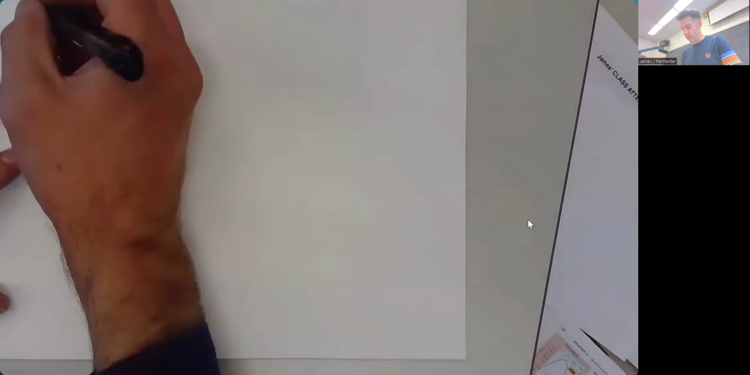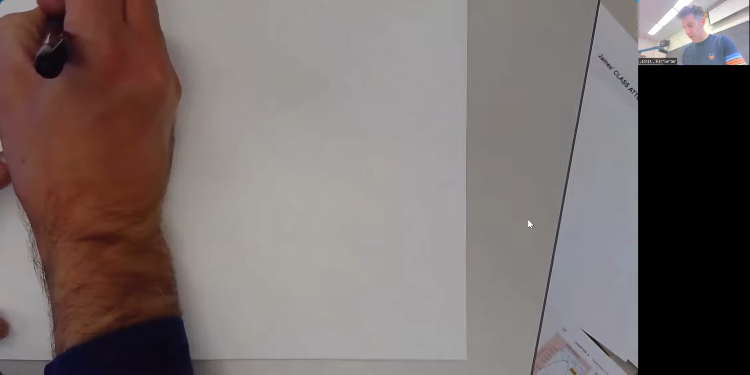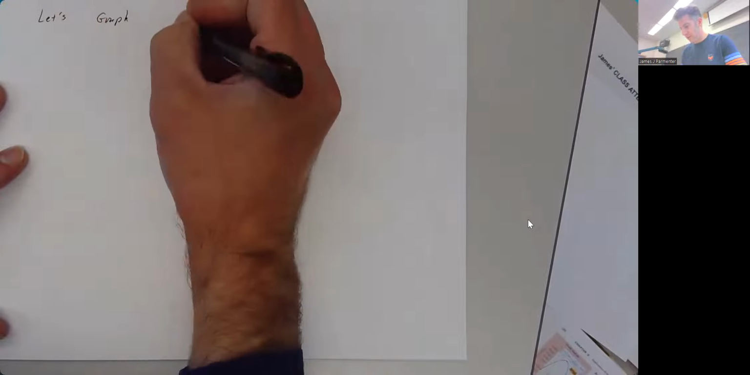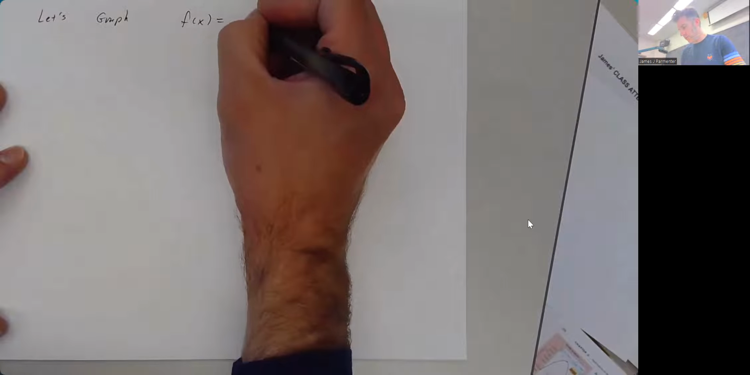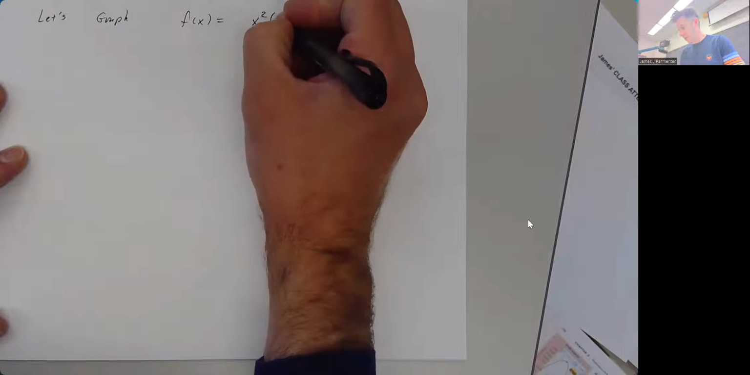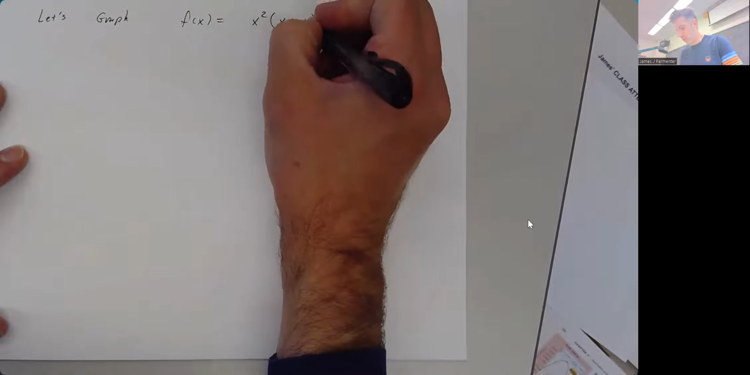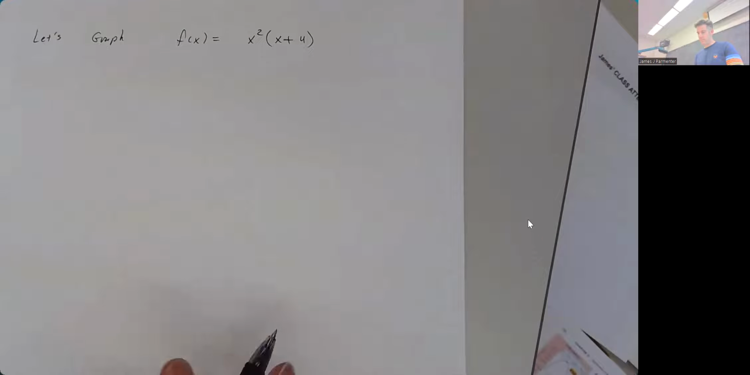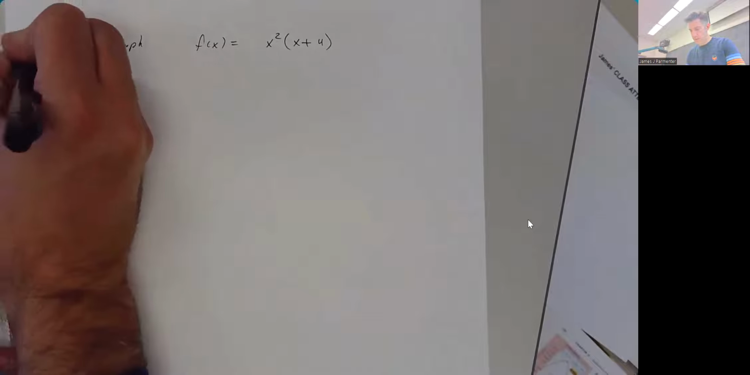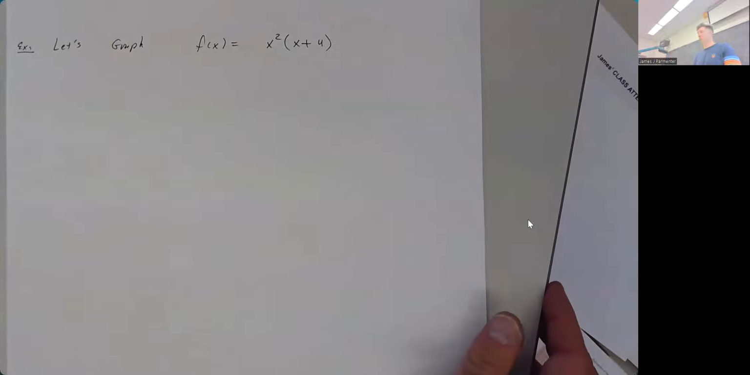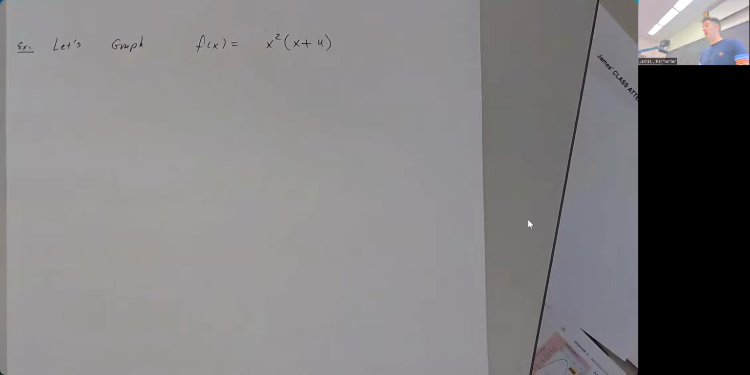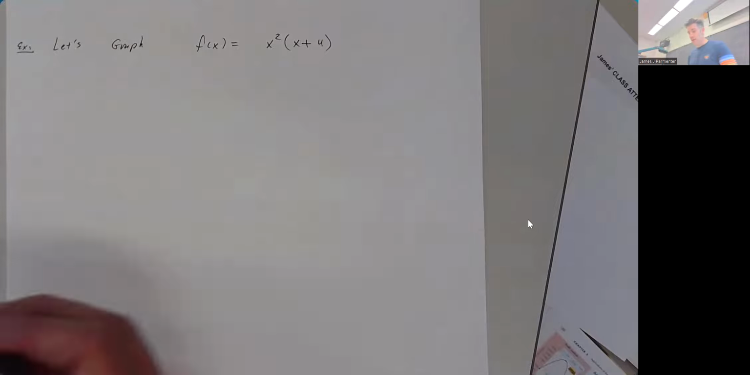Let's say, for example, let's graph f of x equal to x squared times x plus 4. Now, when someone says let's graph a thing, there's usually some things that they expect you to do. And here is my list of typical teacher expectations for when someone says graph it.